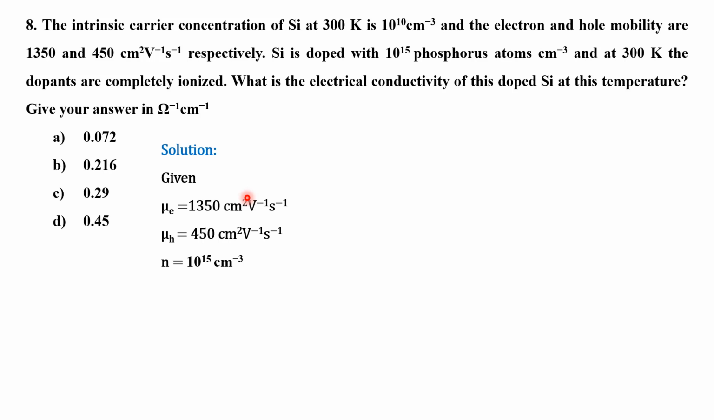So here mu e is given to us, mu h is given to us, n is directly given. And if you know n, you will get the value of p from ni square by n. So from that you have p and n, and finally you have to find the value of sigma. Sigma is equal to n e mu e plus p e mu h, right? So out of these four options, did you get any?